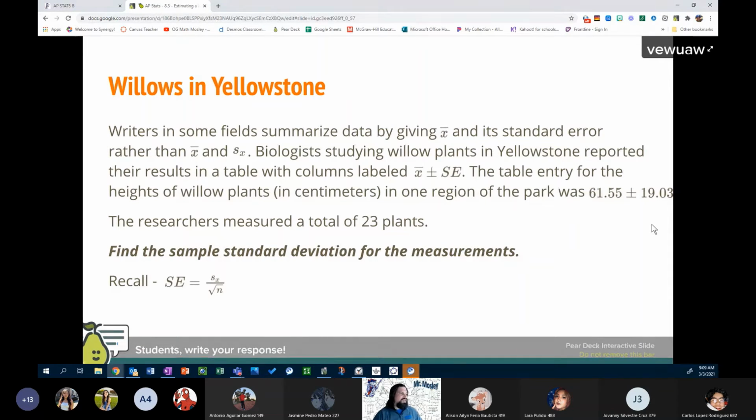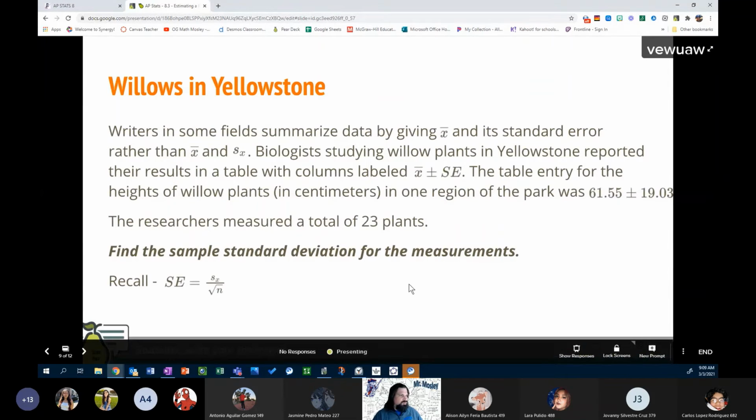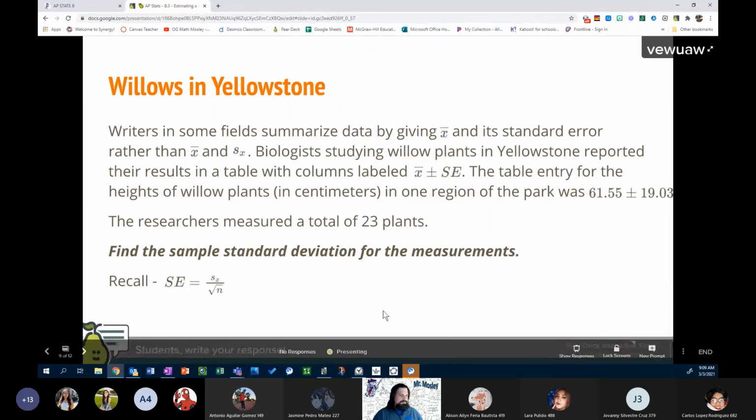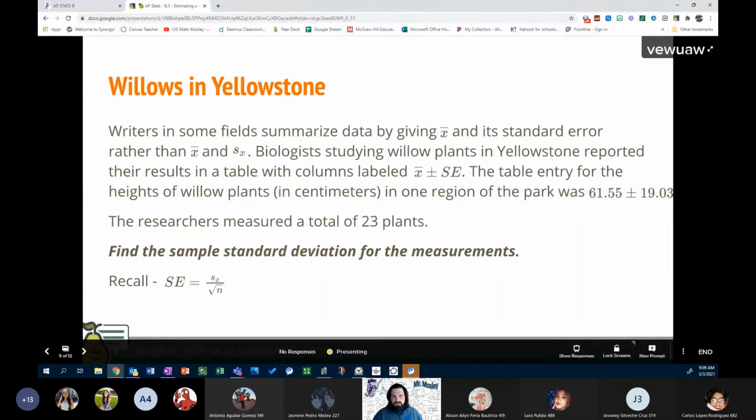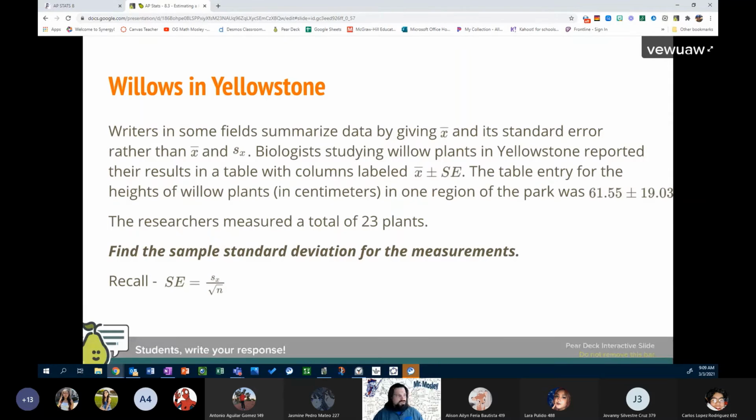The researchers measured a total of 23 plants. We need to find the sample standard deviation for the measurements, which means we're going to have to use that formula SE equals S sub X divided by square root of N, set it up with the known information, and solve for S sub X. All right. And then just whatever solution you find, you'll type it in the entry here.